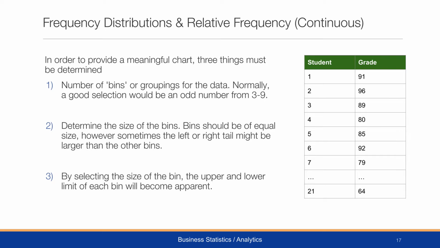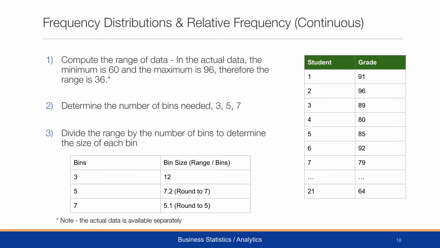Each bin should be of equal size. However, sometimes the left or the right tail might be larger than the other bins. That's okay. What we want is all the middle bins to be the same. By selecting the size of the bin, the upper and lower limit of each bin will become apparent. In other words, when we choose the bin and we choose the size, we know we're going to start at a minimum. We know it's going to be a certain size, let's say 10, and then the next one will go from, say, 11 to 20, and so forth and so forth. It begins to clearly delineate the bins themselves.